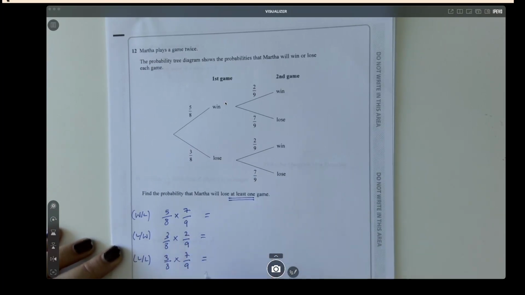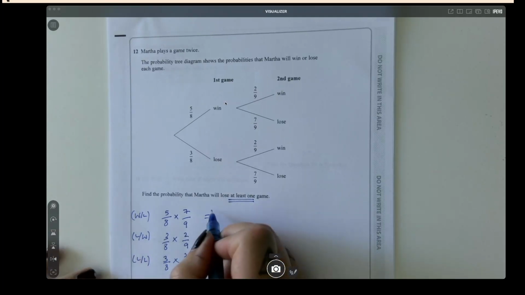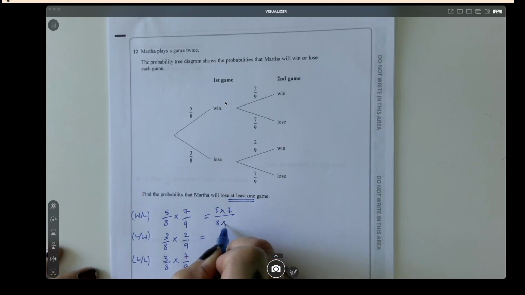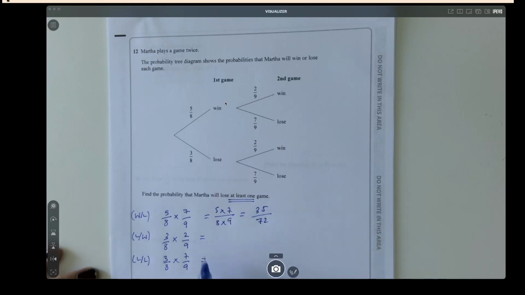So let's work these out. Multiplying fractions, we do numerator multiplied by numerator, and then denominator multiplied by denominator. So that's 35 over 8 times 9, 72. And then 3 times 2, that's 6 over 72. 3 times 7 is 21 over 72.